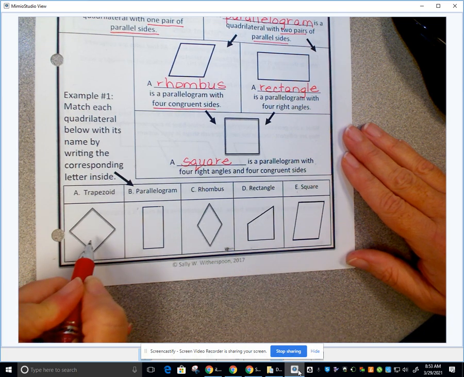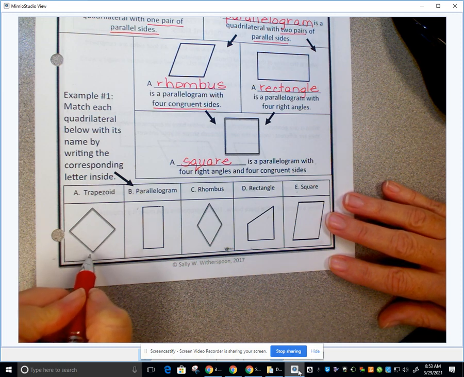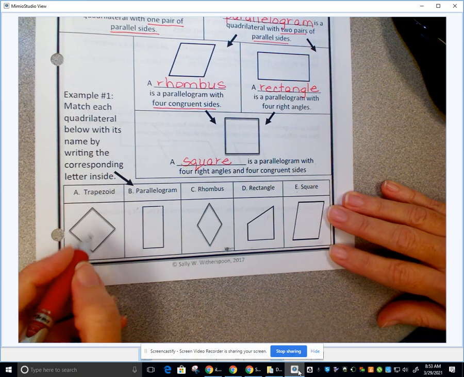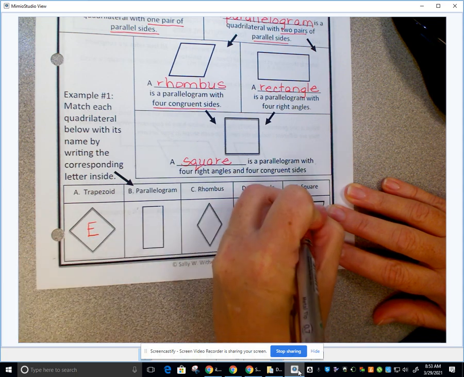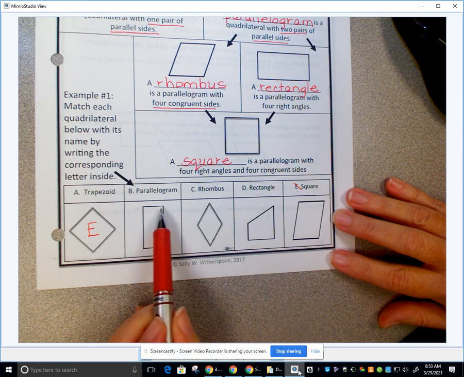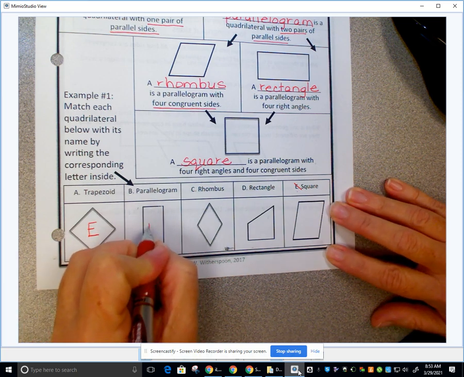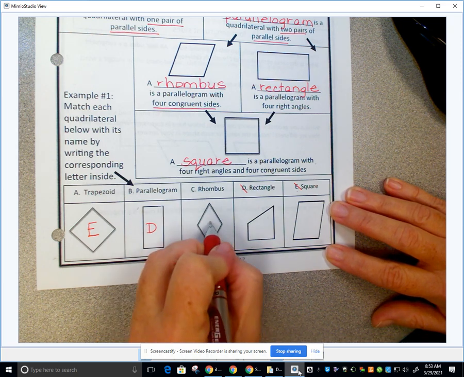Now look at this one. Looking at this, don't call it a rhombus because it's turned around. This is just a square. So if it's a square, I'm going to put an E on it, and I'm going to mark that out, saying that I've used it. All right, what about this one? This is a rectangle, D, good. All right, this one. This is a rhombus.